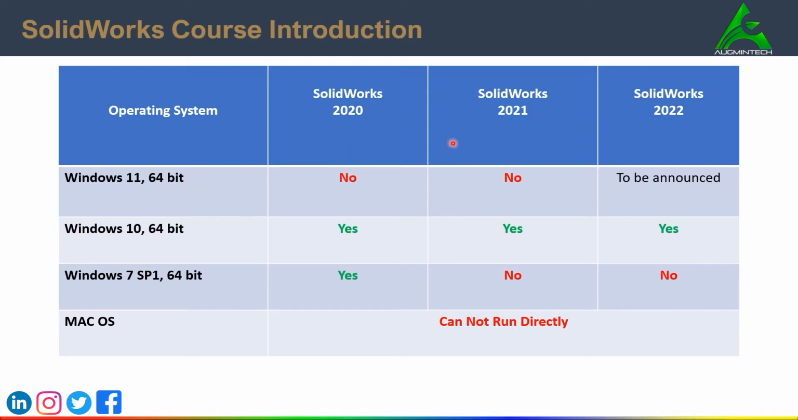SolidWorks 2020, SolidWorks 2021 and SolidWorks 2022 supports Windows 10 64-bit operating system, and SolidWorks 2020 only supports Windows 7 SP1 64-bit operating system. So the conclusion is the best operating system for the SolidWorks either 2020, 2021, 2022 is Windows 10 64-bit operating system.